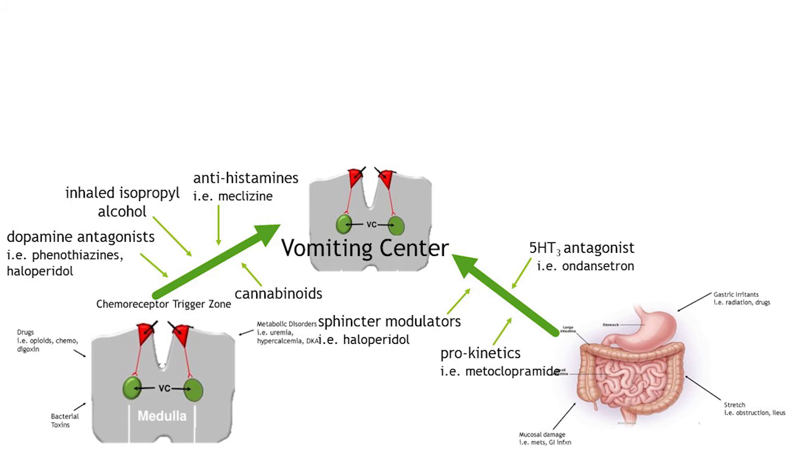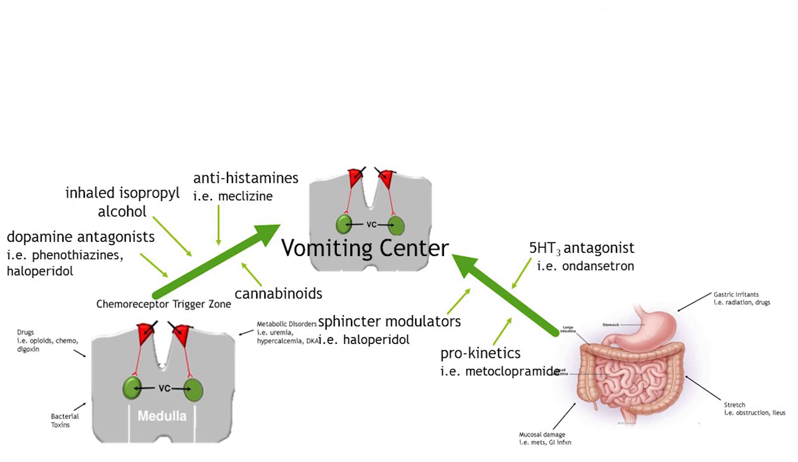There are also histamine receptors involved in the signal between the chemoreceptor trigger zone and the vomiting center, and so blocking these histamine receptors with meclizine may also be helpful for your patient. And then lastly, not that we can give these inpatient, but just to keep in mind, the cannabinoids are where we get the effect of their antiemetic through this chemoreceptor trigger pathway.